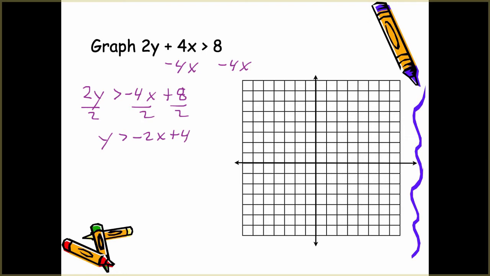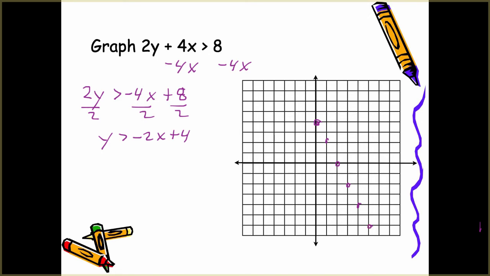So this is our line in slope-intercept form, our boundary line, so we're going to graph it. And this one has an intercept of 4. And we have a slope of negative 2, so down 2 over 1, down 2 over 1.